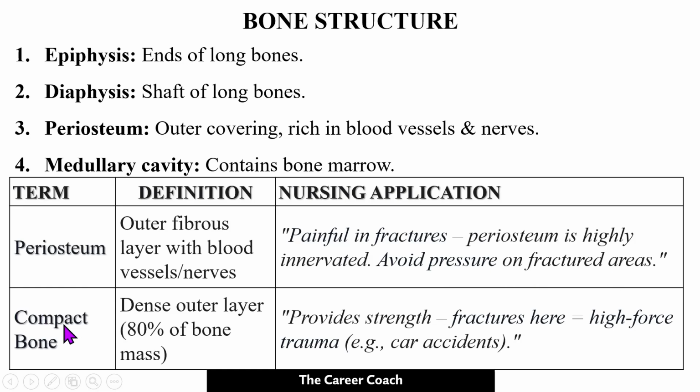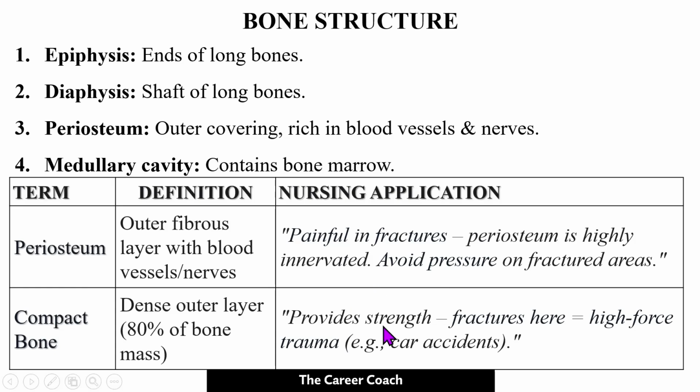The next one is the compact bone. Compact bone is a basic bone structure that is made of about 80% of the bone mass. It is the dense outer layer of the bone. How does it relate to nursing?